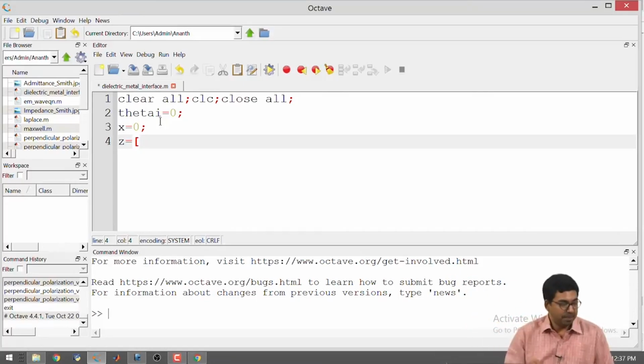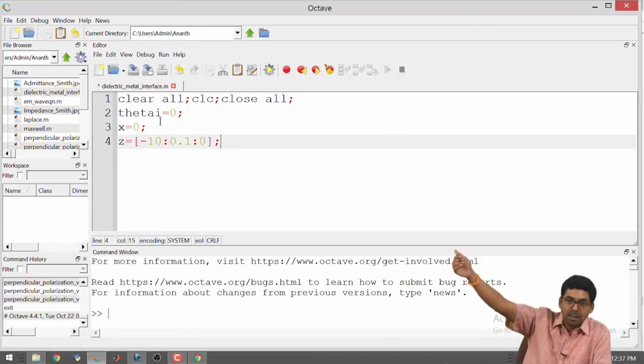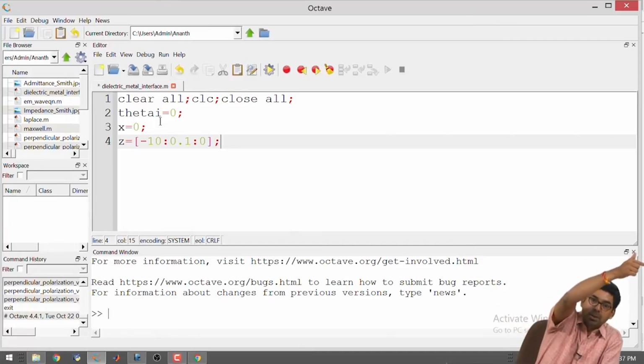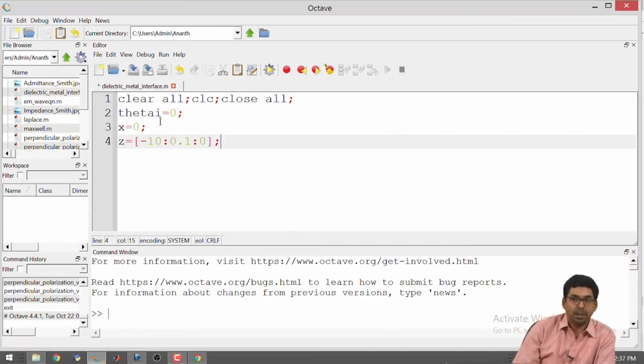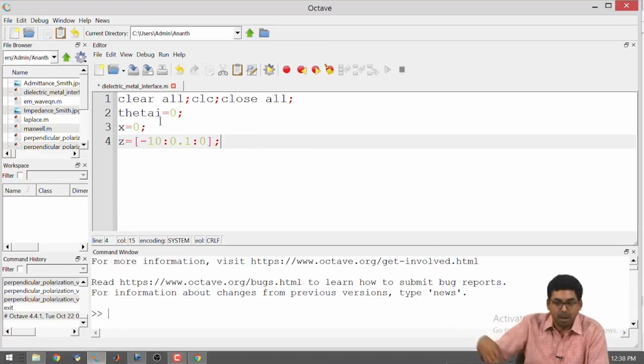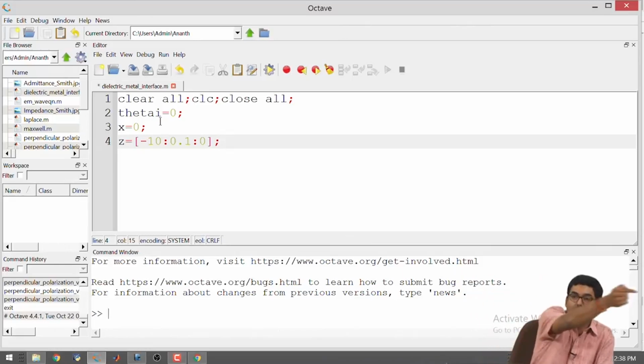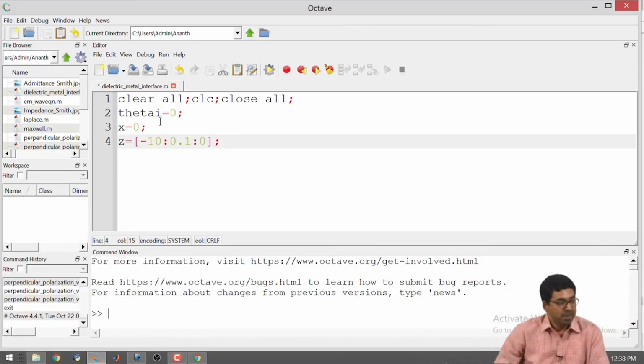So, I am going to take some region, say minus 10 to 0. Z equal to 0 is the interface, and we are going leftwards to some units of minus 10, because fields exist only there. On the right hand side we do not have any fields, so we do not have to plot anything over there. So, z equal to 0 is the interface, and you go backwards all the way to minus 10.